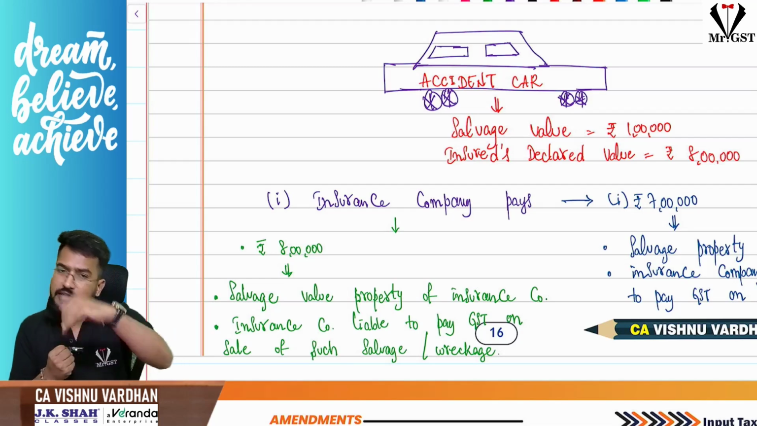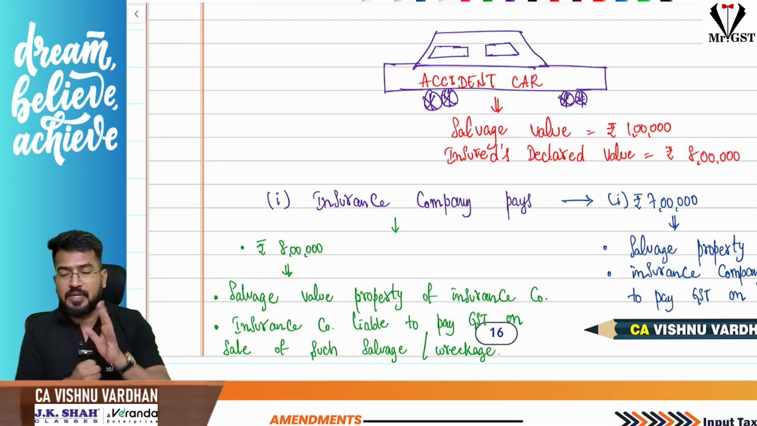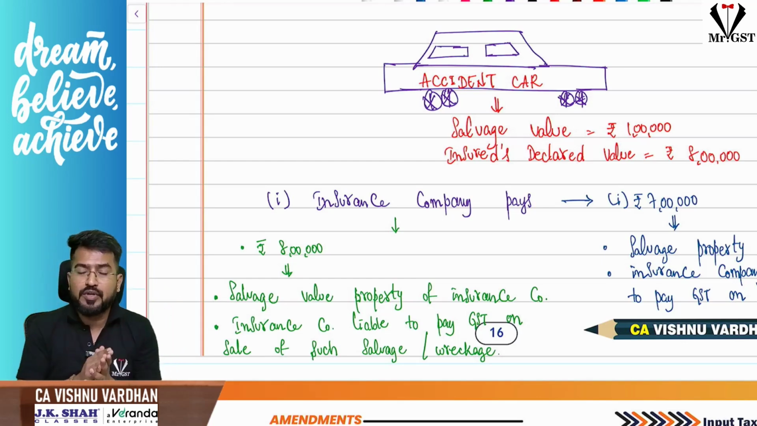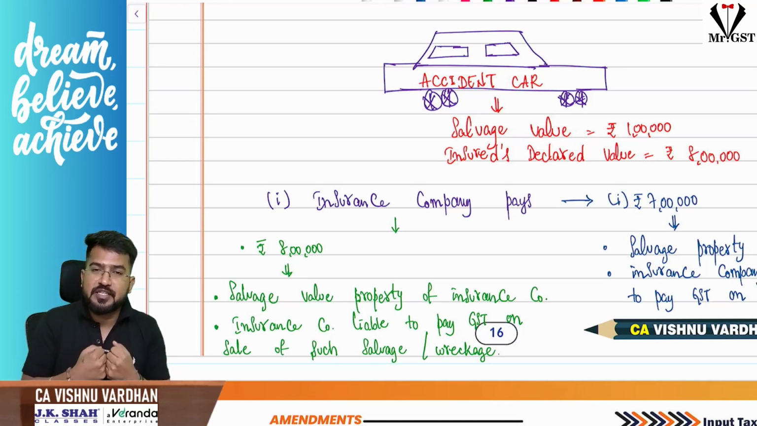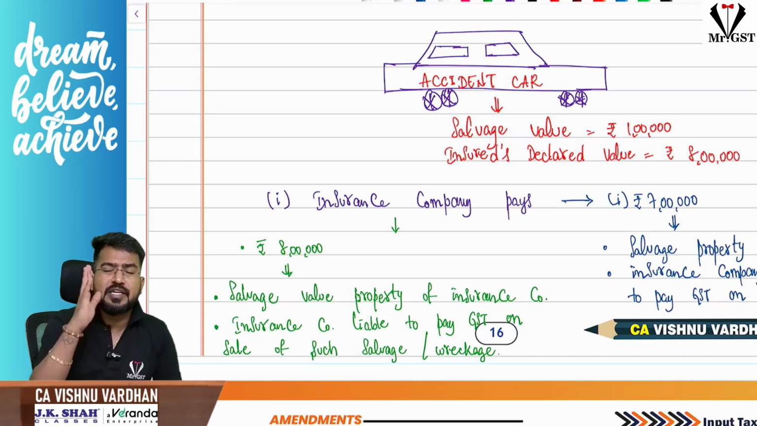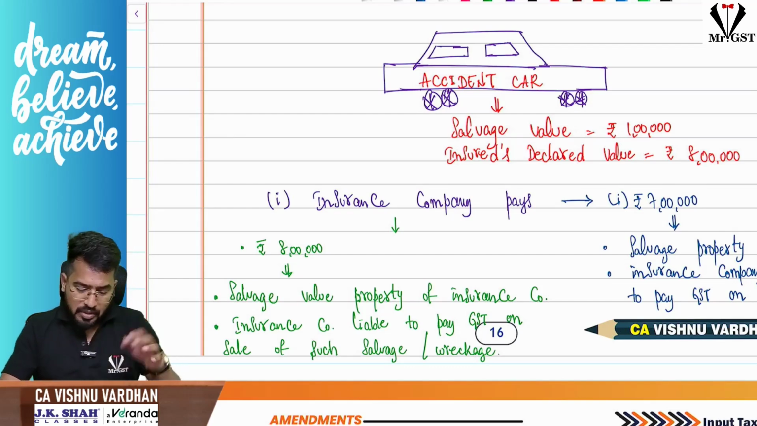Then the salvage will become the property of the customer. The customer will take care of the GST and all that, if applicable. But if the insurance company is paying the full insured amount, that means the salvage or wreck will become the property of the insurance company, and the insurance company has to discharge the tax liability on that salvage or wreck, nothing but scrap, whenever the insurance company sells this particular salvage or wreck. That is the next clarification.